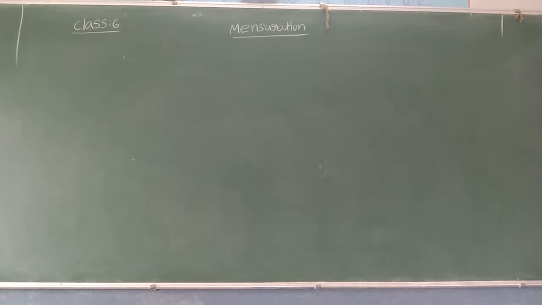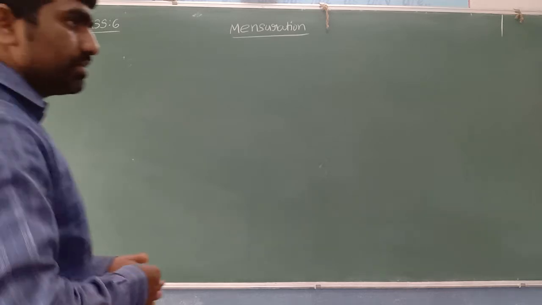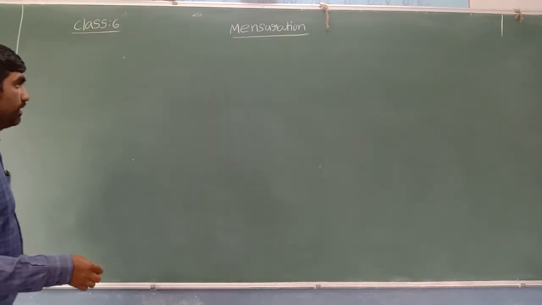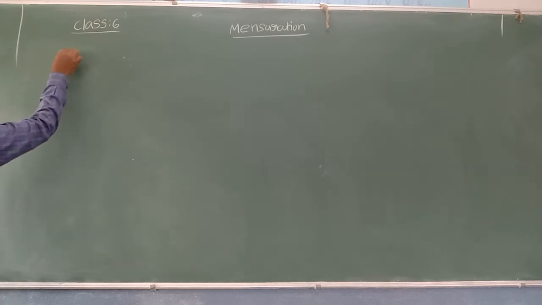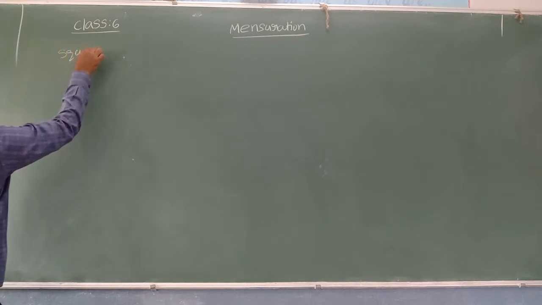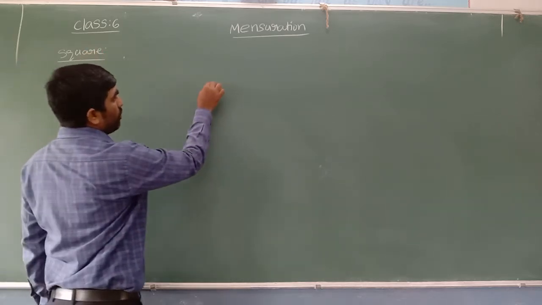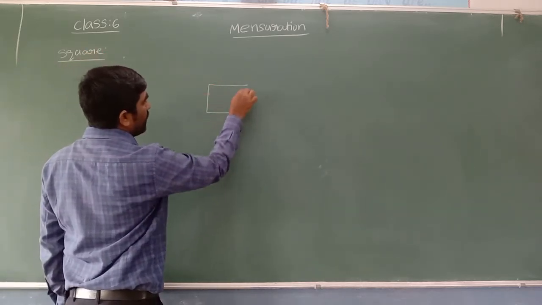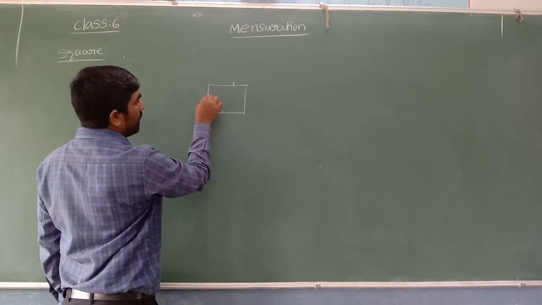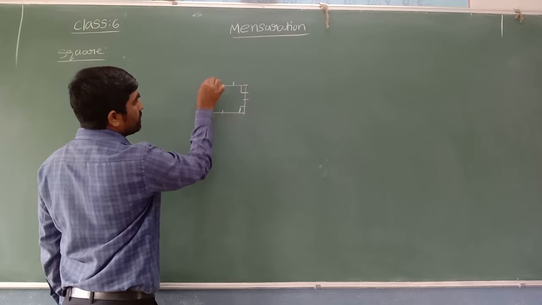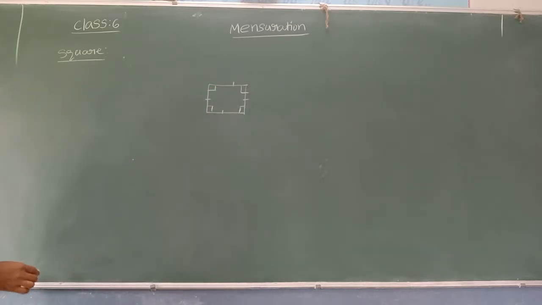Children, let's see how to find the area and perimeter of some standard plane figures like square and rectangle. So the first figure we are taking is what? Square. You know about square. What is meant by square? All sides are equal. It has 4 sides and all the 4 sides are equal in measure and each corner is 90 degrees. It is called a square.